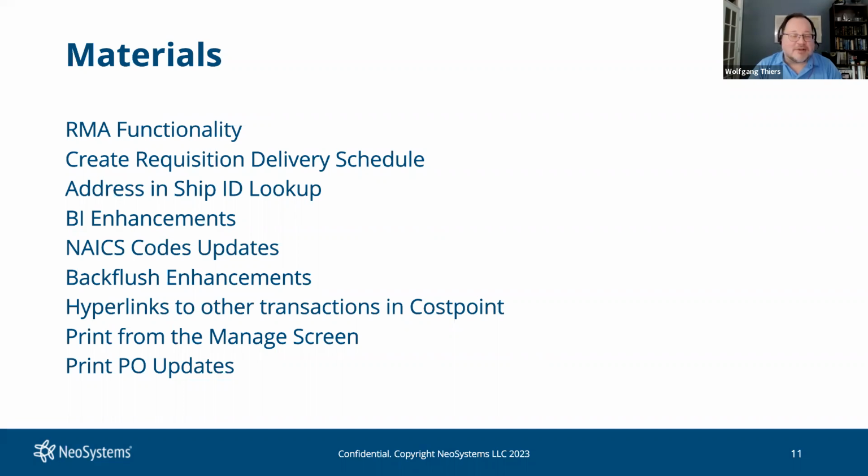Also on the requisitions, really being able to get to that delivery schedule. Not everything is immediate. Not everything do you need now. You need to be able to help the planning out and make sure that things are delivered when you need them, not necessarily immediately. So we certainly want a requisition delivery schedule, and getting that helps the planning functionality. There are other minor enhancements from the address and ship ID lookup, being able to say, I need to know what that ship ID is, but actually be able to see the address.